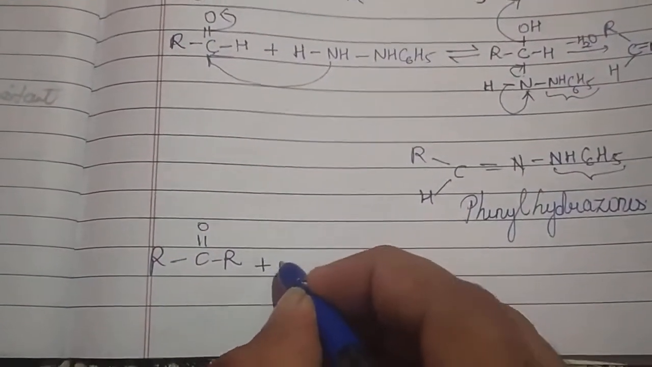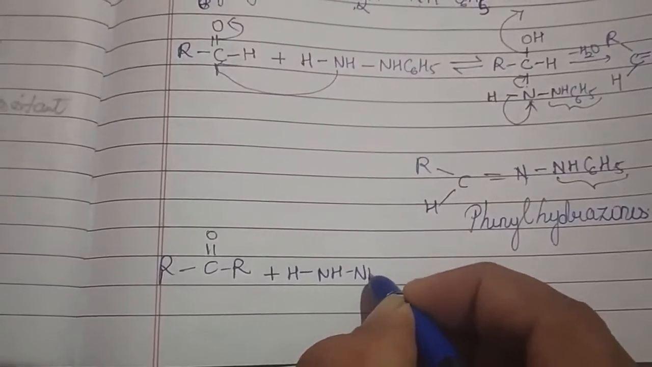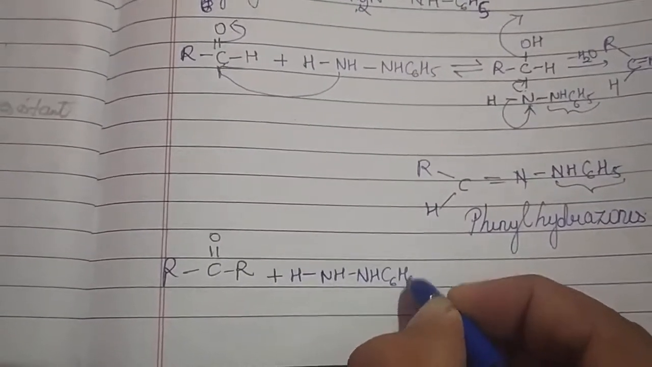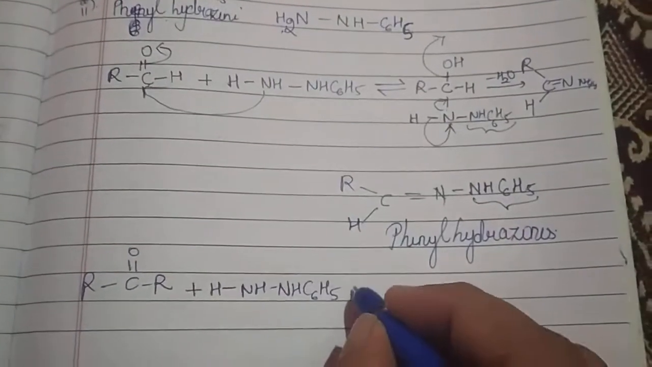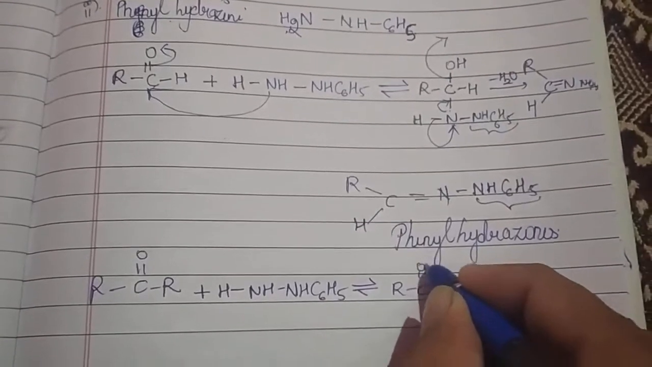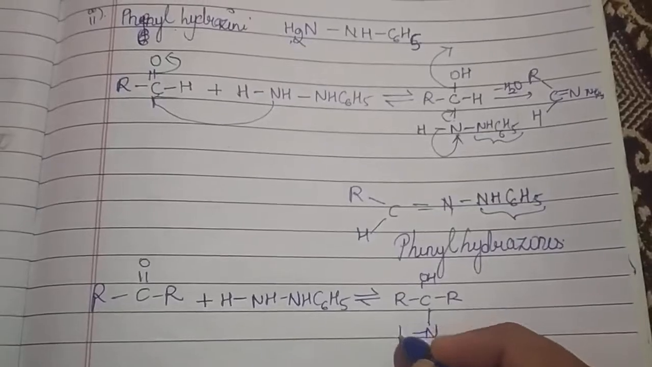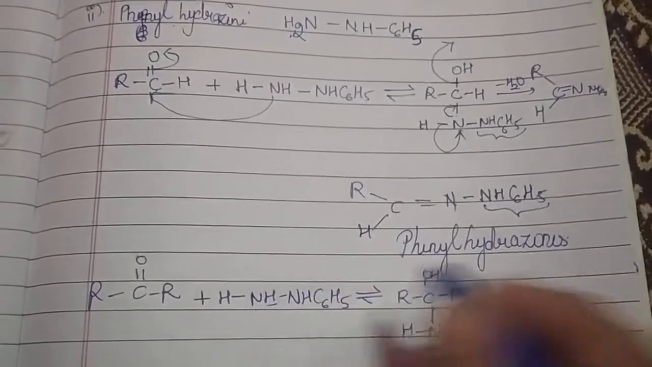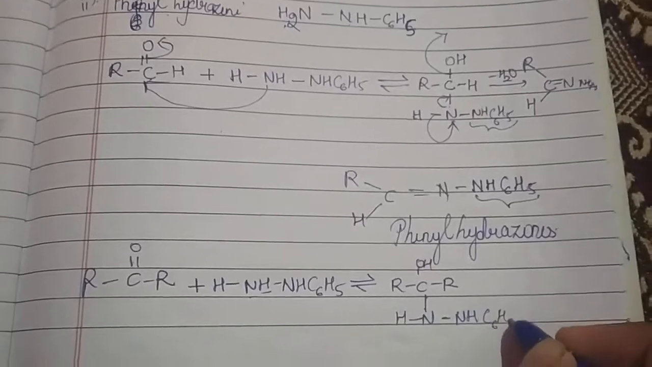So when it is treated with your phenyl hydrazine, H NH NH C6H5. Please note the formulas are very much important. So first of all, it will be in equilibrium. So you'll be getting RC OH R. Then you'll be having NH, because this H is there along with N. Then you'll be having NH C6H5.